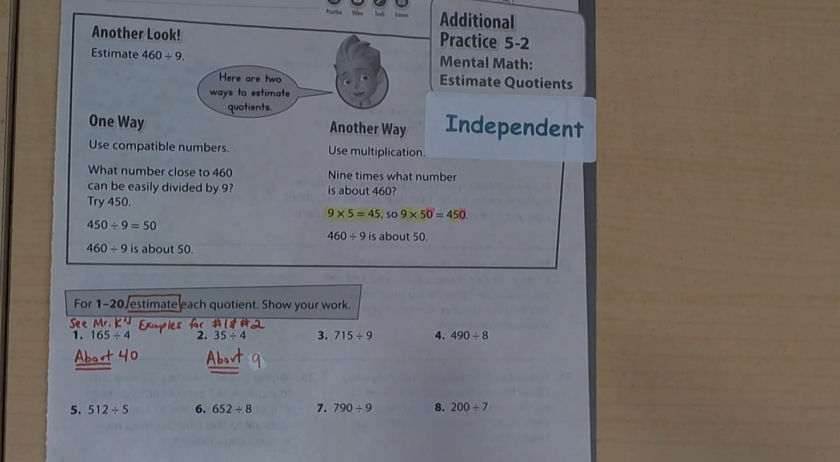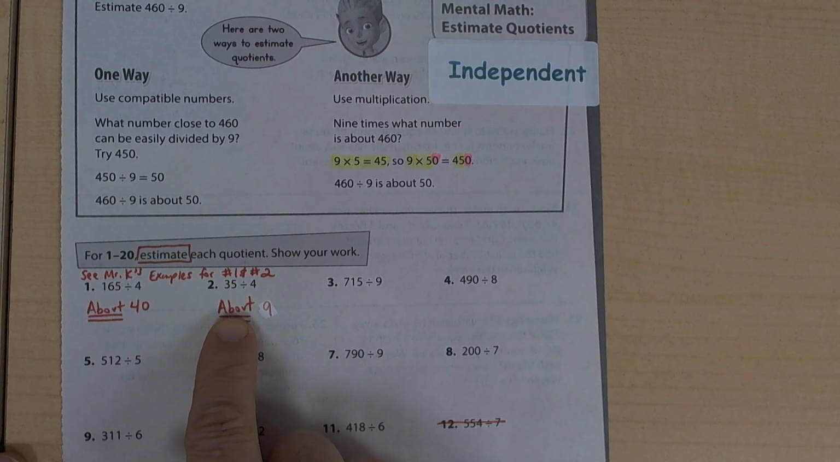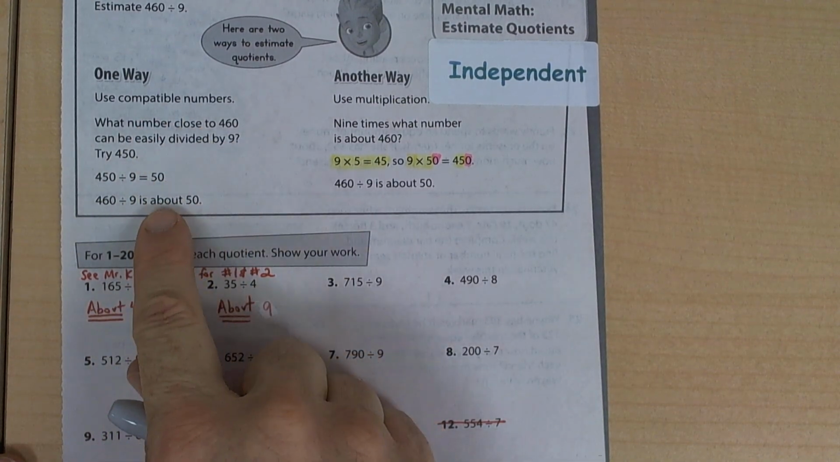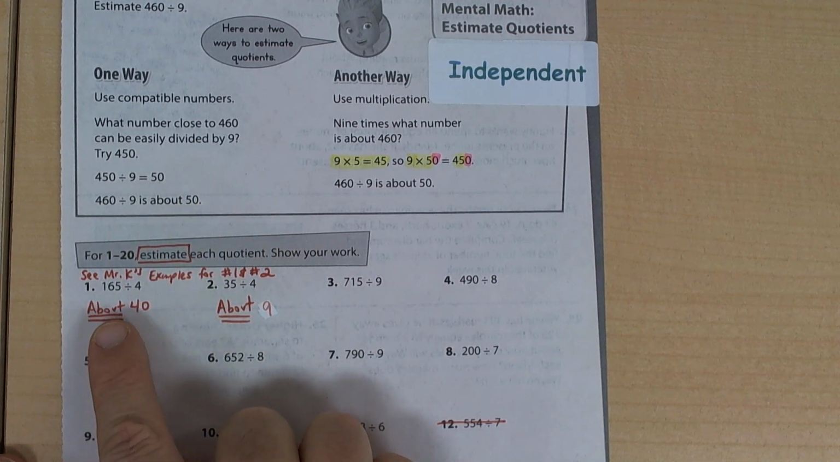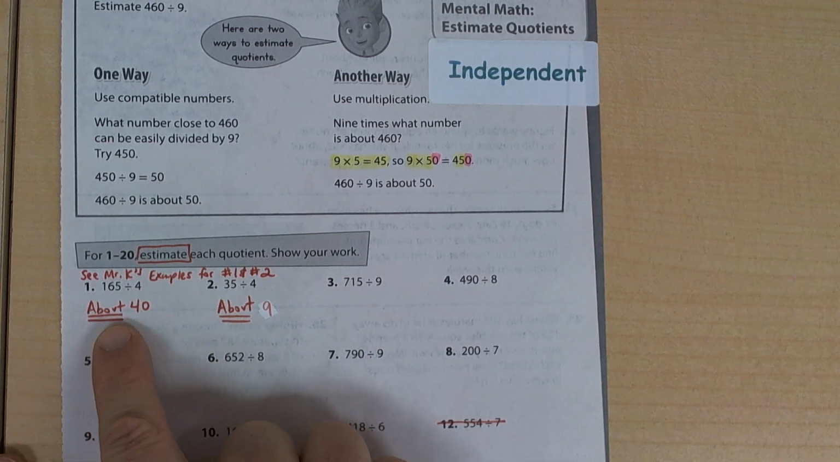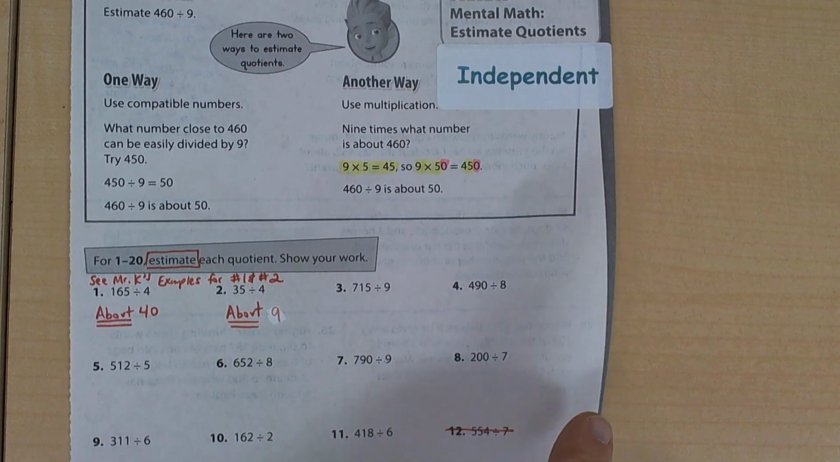All right, so that's what you're going to see tonight when I do these problems with you, numbers 1 and 2. You'll see that I'm going to use compatible numbers to find an answer that is about something or close to. And tonight when you write your answers for your homework, you're going to need to write the word about, just like Mr. Kaufman did in class today with you. All right, so let's go ahead and take a look at number 1.